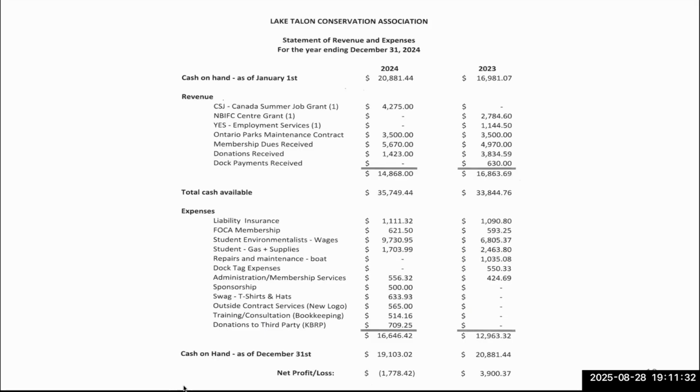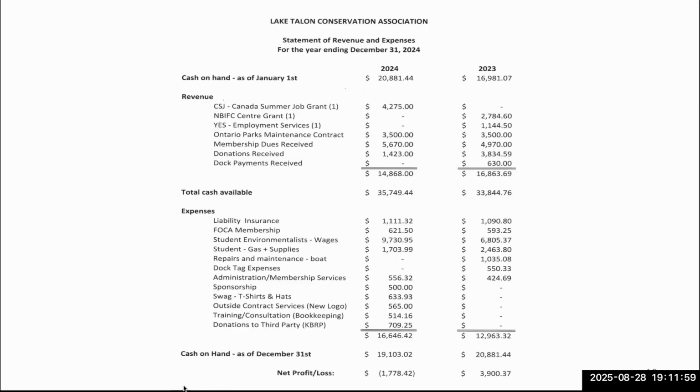And our other costs are listed there: administration costs, sponsorship of the Mattawa canoe race, t-shirts and hats that were purchased. We introduced a new logo. I had some training for bookkeeping in terms of QuickBooks, and we made a donation to KBRP to help with their startup costs.